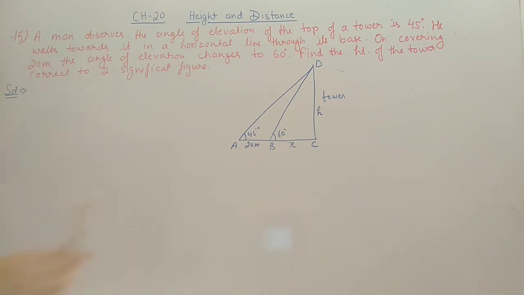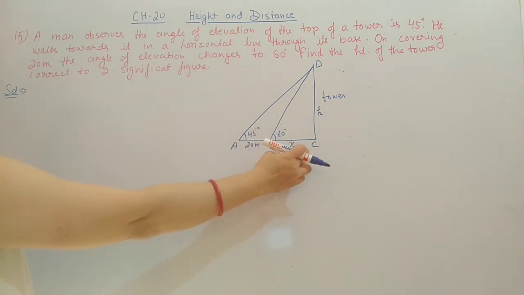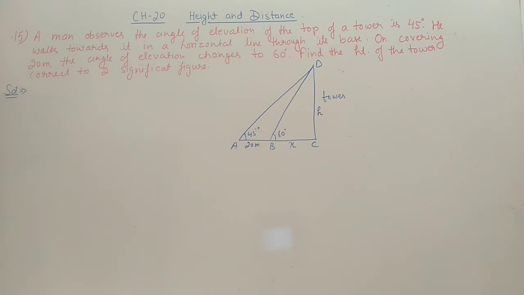According to this question, DC is a tower. Suppose the height of the tower we have taken here is H. The person is here at point A. From this point, the angle of elevation of the top of the building is 45 degree. And when this person moves 20 meter towards the building, in this direction, after 20 meter the angle of elevation changes to 60 degree. Suppose this distance from B to C is X. Now we have to find the height of the tower.